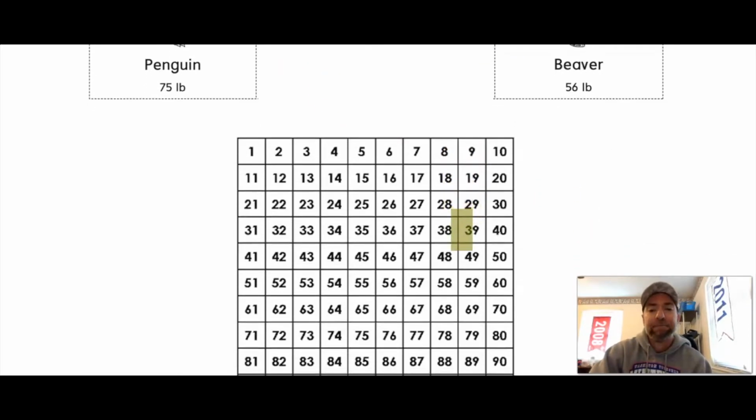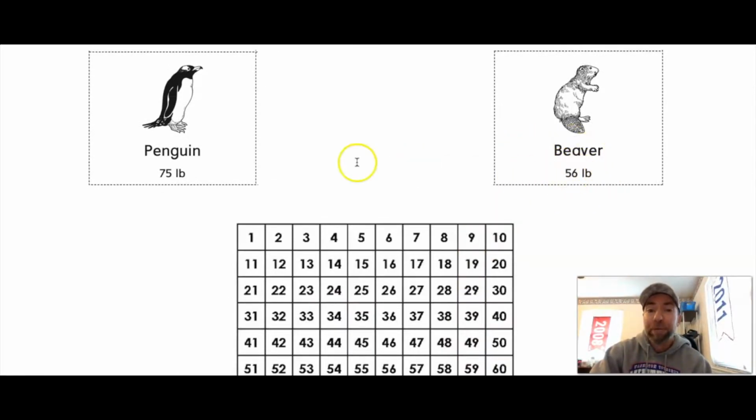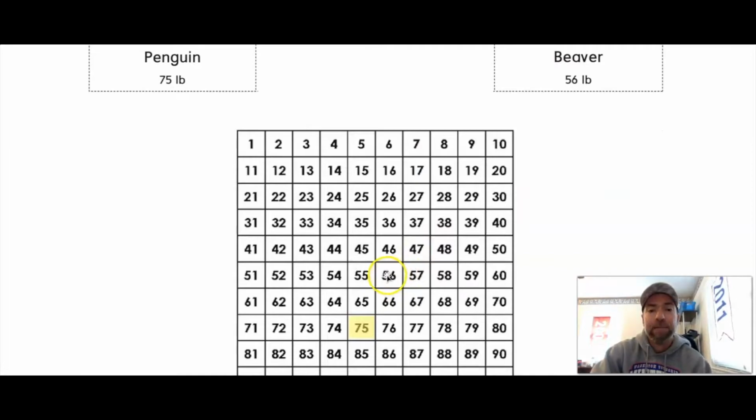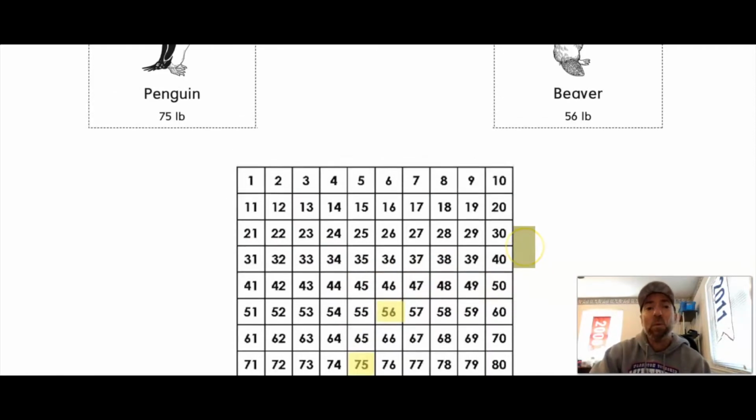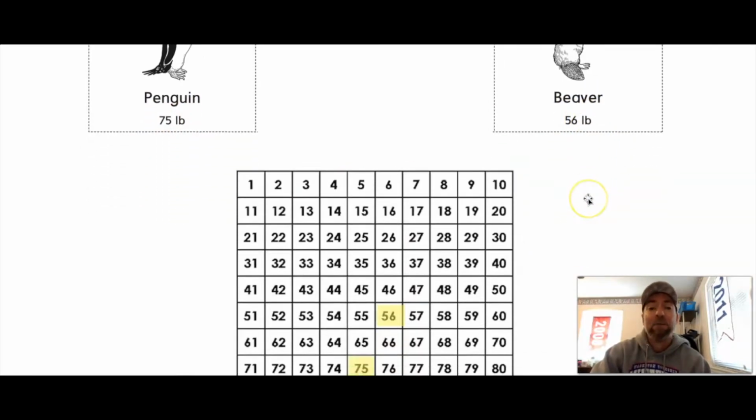Well, here's my 75. So I'm going to go ahead and circle the 75. And my beaver is 56 pounds. So I'm going to go ahead and look for my 56. There it is. Now I want to know which of my animals is heavier, 75 pounds or 56 pounds.